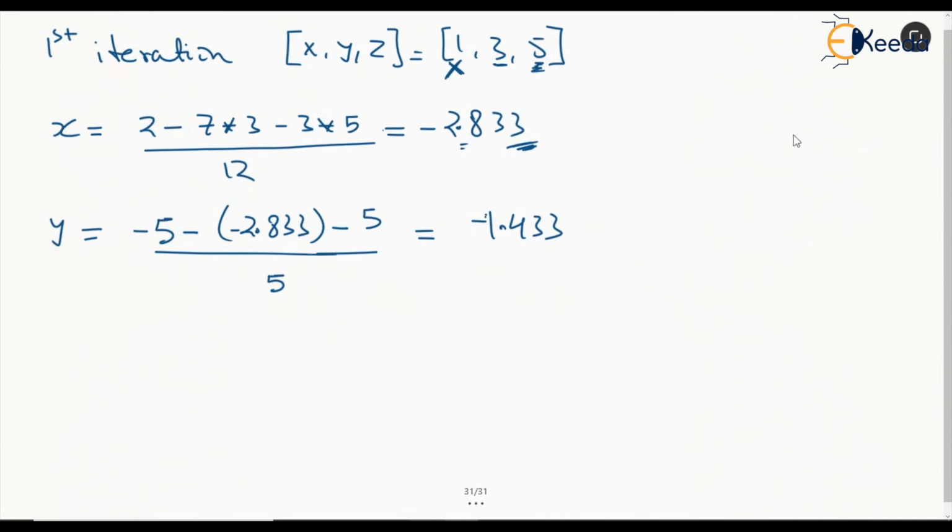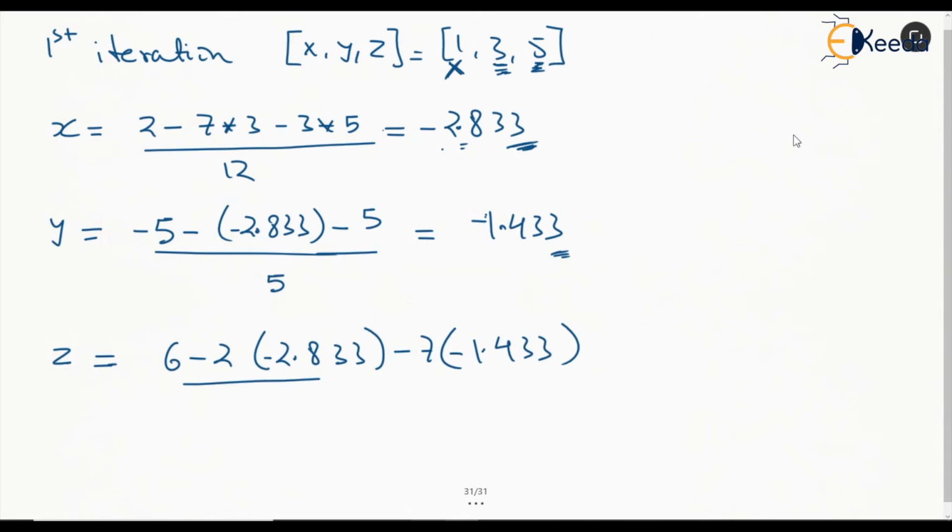And then for z, it is 6 minus 2 times x. So x latest value is minus 2.83, and minus 7 times y. Now y has this as the new estimate. This y equal to 3 is the older one. So it is minus 1.433, divided by minus 11, which is minus 1.9727.